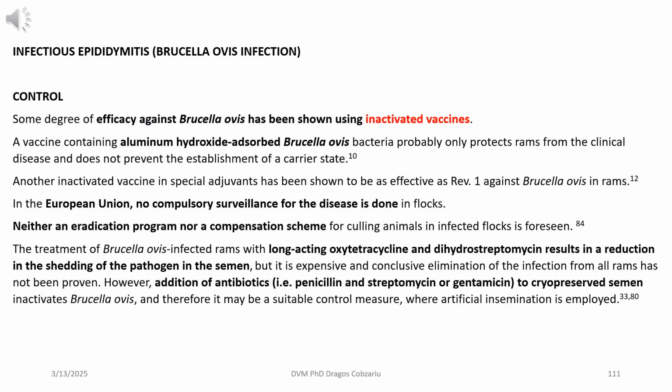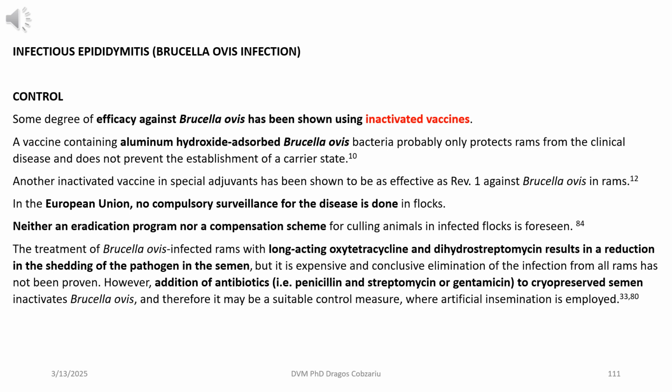Some degree of efficacy against Brucella ovis has been shown using inactivated vaccines. A vaccine containing aluminum hydroxide adsorbed Brucella ovis bacteria probably only protects rams from the clinical disease and does not prevent the establishment of a carrier state. Another inactivated vaccine in special adjuvants has been shown to be as effective as Rev 1 against Brucella ovis in rams. In the European Union, no compulsory surveillance for the disease is done in flocks. Neither an eradication program nor a compensation scheme for culling animals in infected flocks is foreseen.